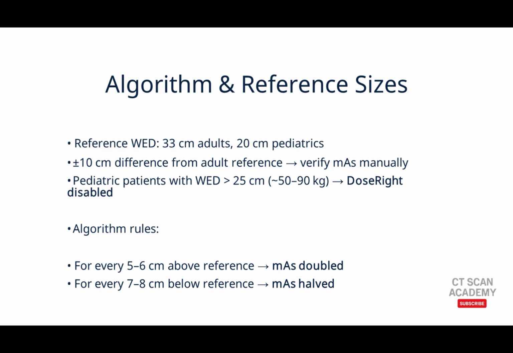Algorithm rules. Practical rule of thumb. For every 5 to 6 centimeters above the reference WED, the algorithm doubles mAs. For every 7 to 8 centimeters below, mAs is halved.